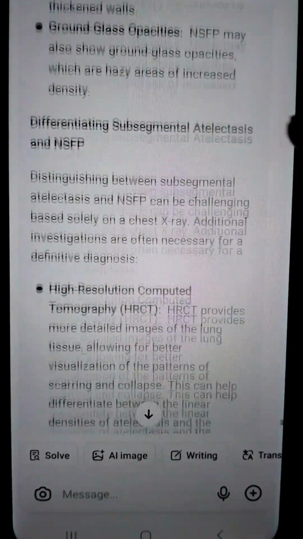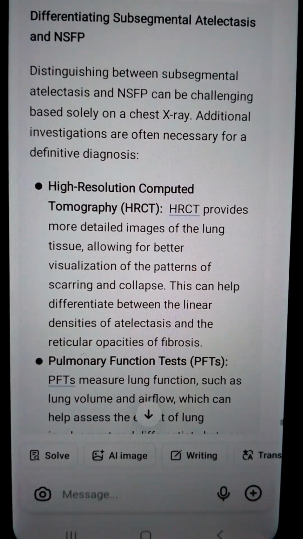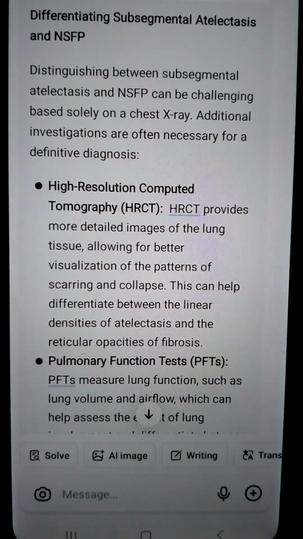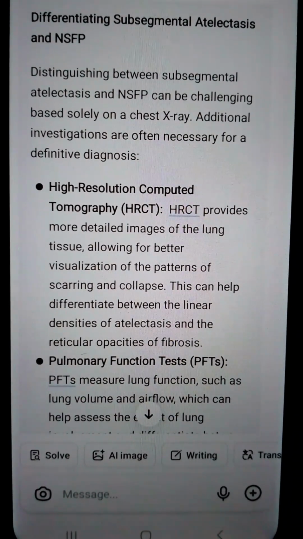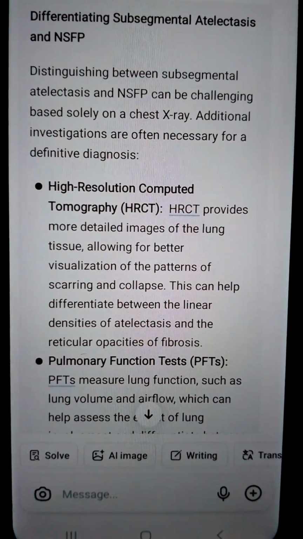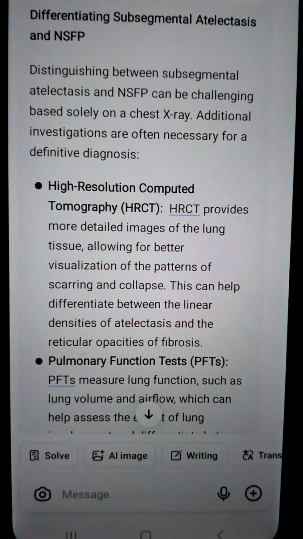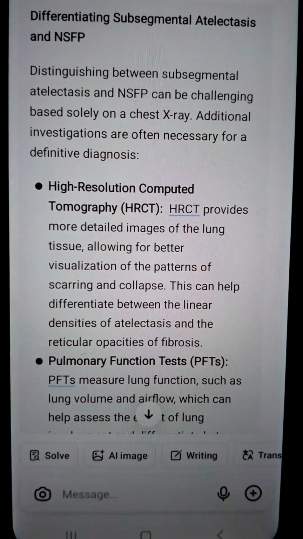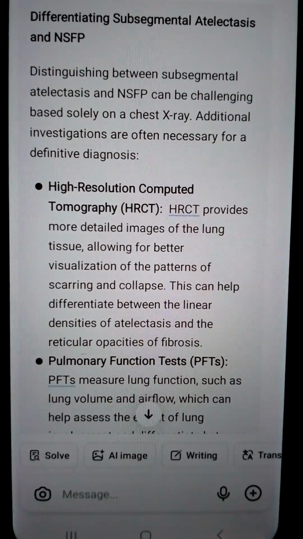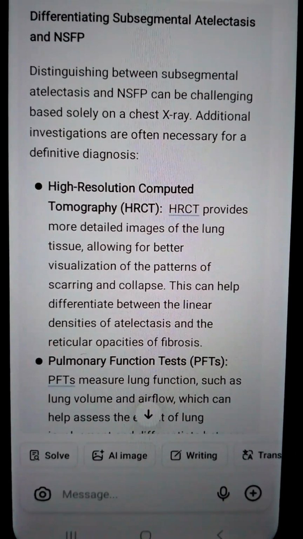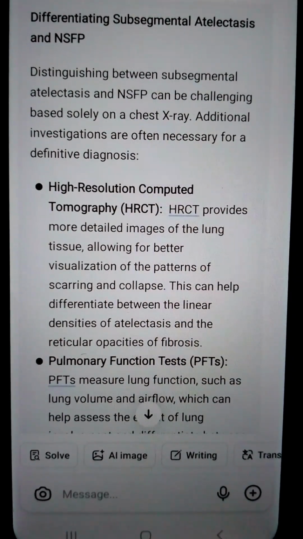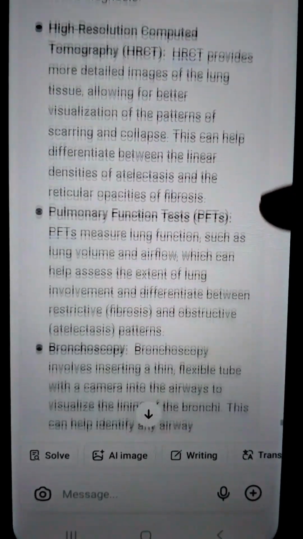Differentiating subsegmental atelectasis and NSFP. Distinguishing between subsegmental atelectasis and NSFP can be challenging based solely on a chest X-ray. Additional investigations are often necessary for a definitive diagnosis. High-resolution computed tomography. HRCT provides more detailed images of the lung tissue, allowing for better visualization of the patterns of scarring and collapse. This can help differentiate between the linear densities of atelectasis and the reticular opacities of fibrosis.